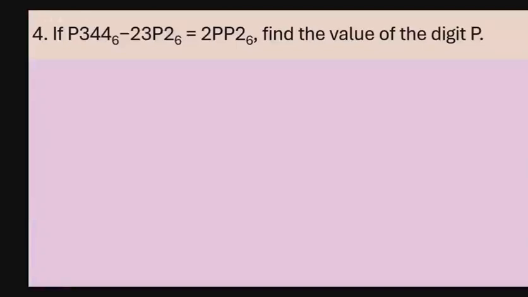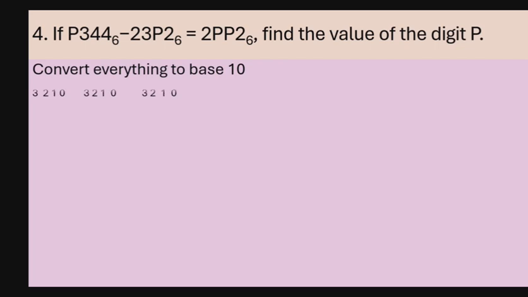Question 4 says, if P344 base 6 minus 23P2 base 6 equals 2PP2 base 6, find the value of the digit P. So we are going to look for P. The first thing to do is to convert everything to what? Base 10. That's what we have been doing.